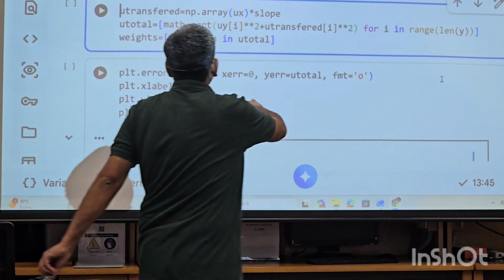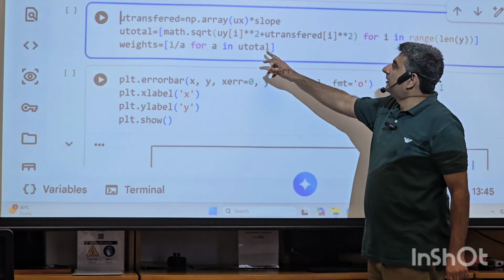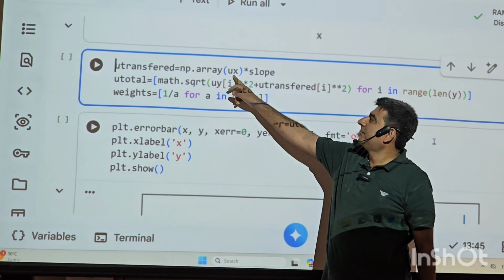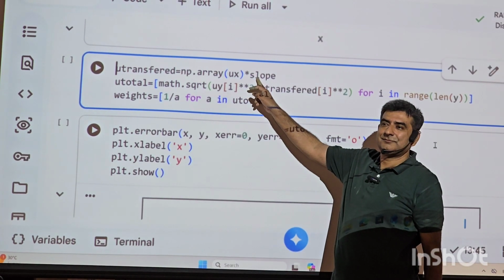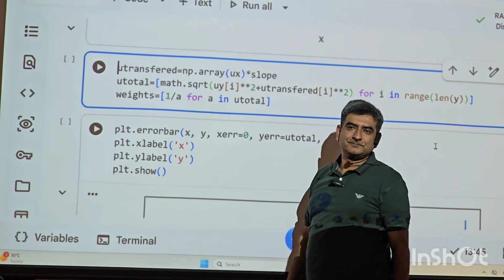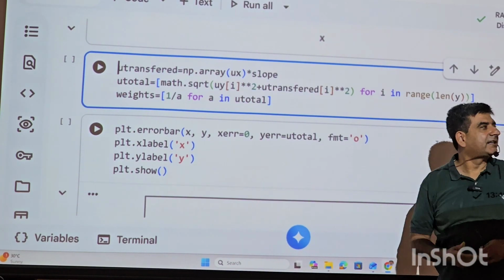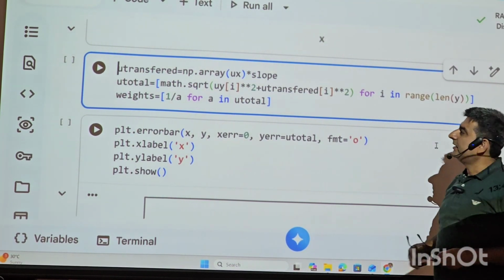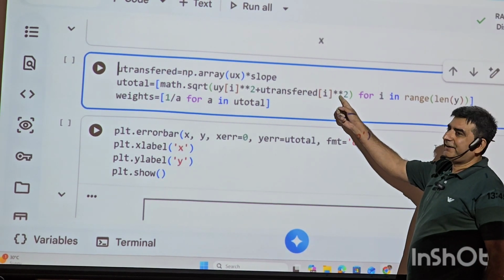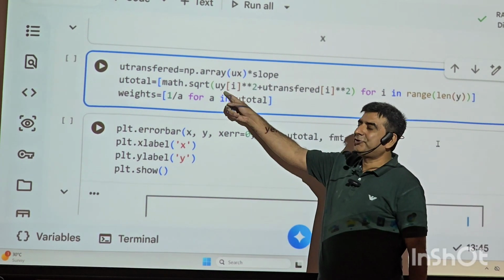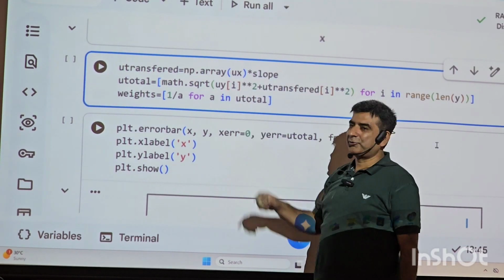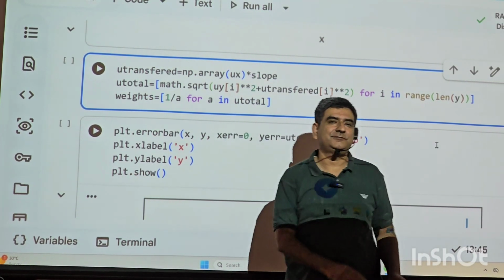Now look at this piece of code. I take my uncertainty along x here and multiply it with the slope. I get the u transferred. Got it? Simple. This is the first step over here. Then I take this u transferred, I square it, I take the original uy, square it, add, take the square root, I get the u total.